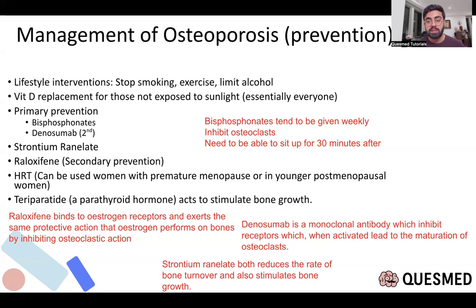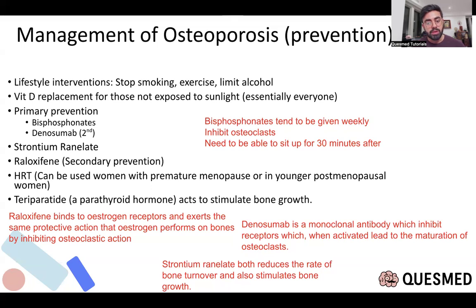In terms of primary prevention, the most common first-line agent, as I said, is bisphosphonates, and these work by inhibiting osteoclasts, which are responsible for absorbing and breaking down bone. And one of the important points here, especially for your PSA exams, the Prescribing Safety Assessment, is that patients need to sit upright for 30 minutes after taking it. That's because if they don't, it can cause really severe reflux, which is obviously very uncomfortable and is one of the most common causes of non-compliance with this medication.